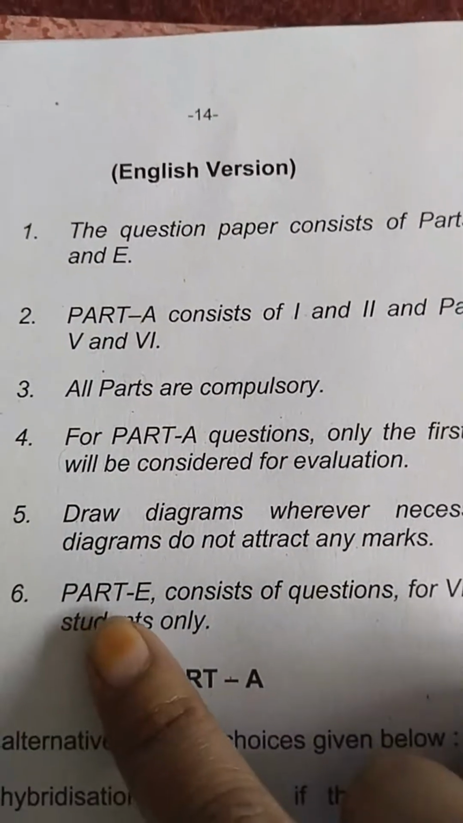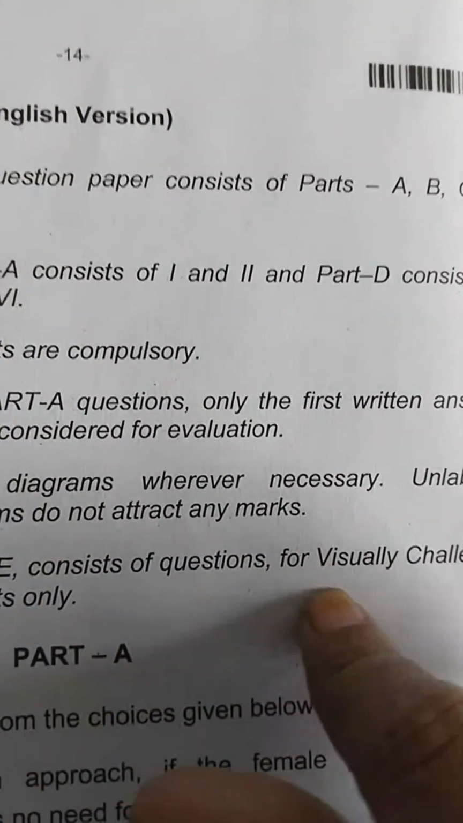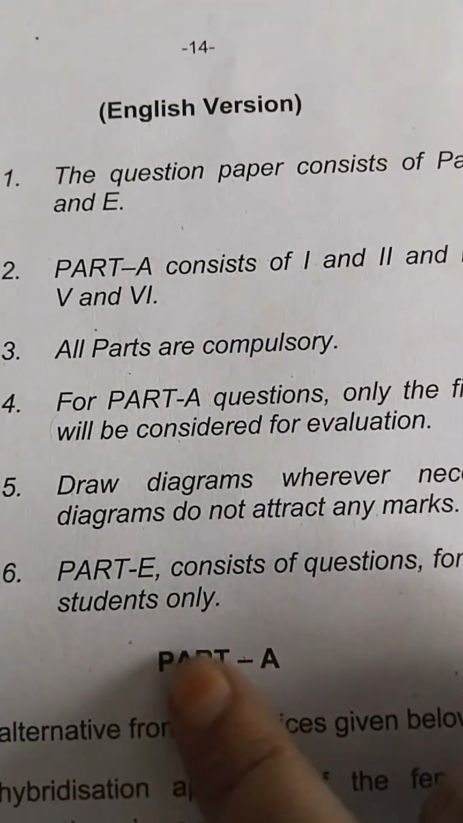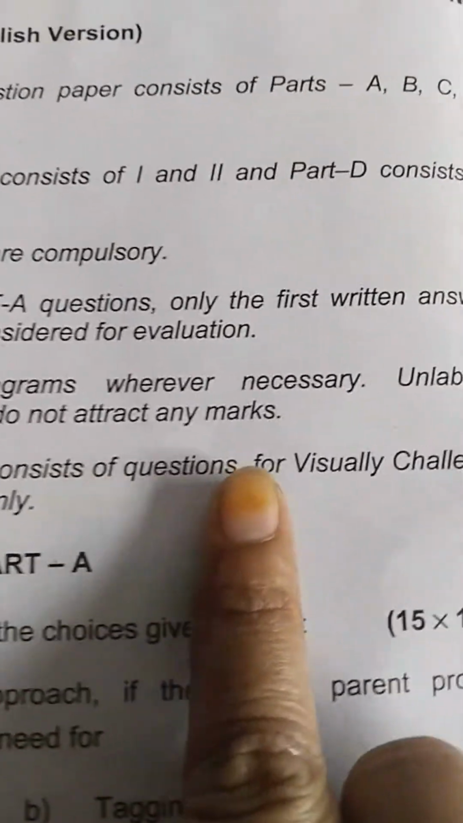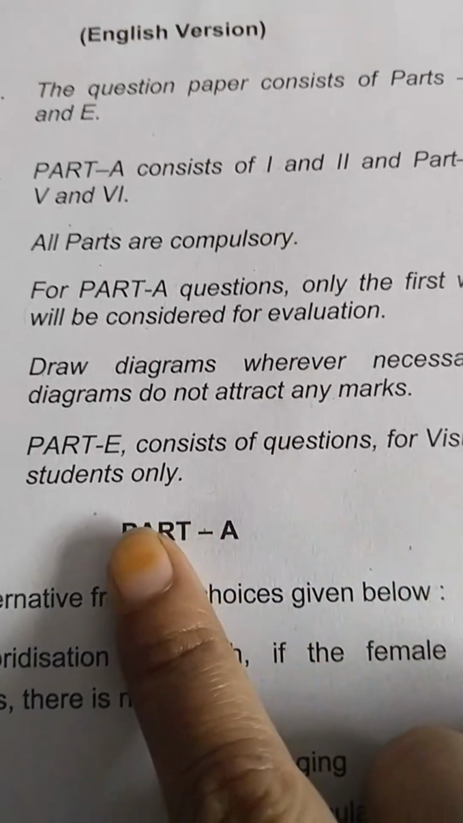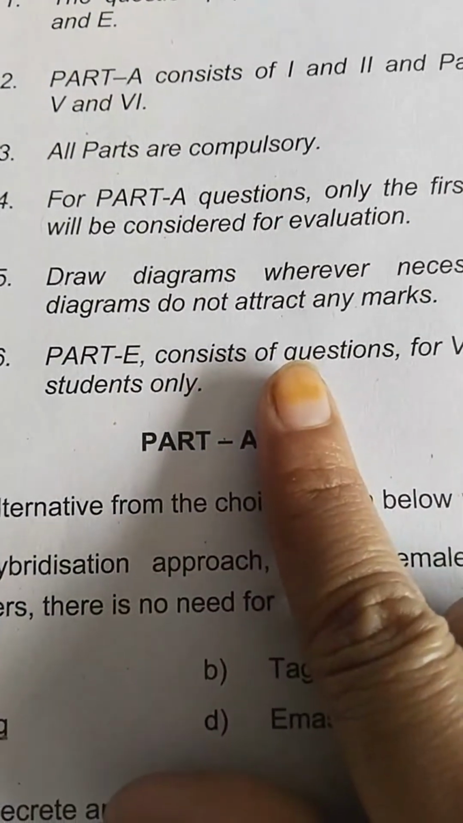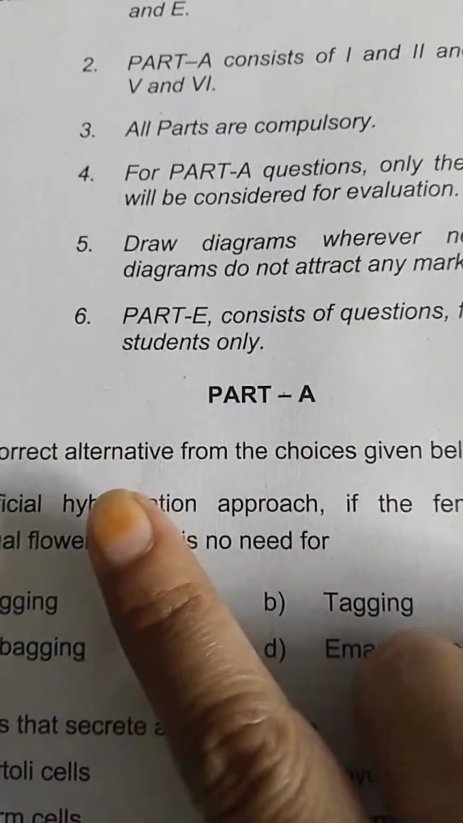Okay. The sixth instruction is: part E consists of questions for visually challenged students only. See, part E is only for the visually challenged students. It is not compulsory for the normal students. Okay, so let's start with part A.